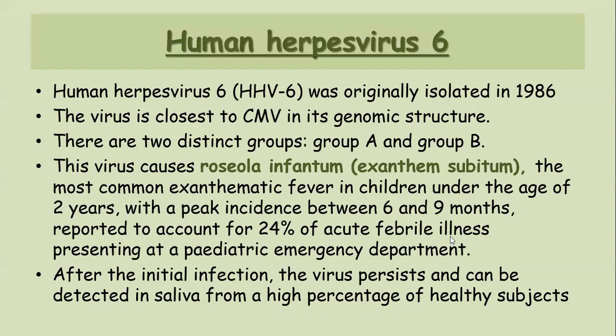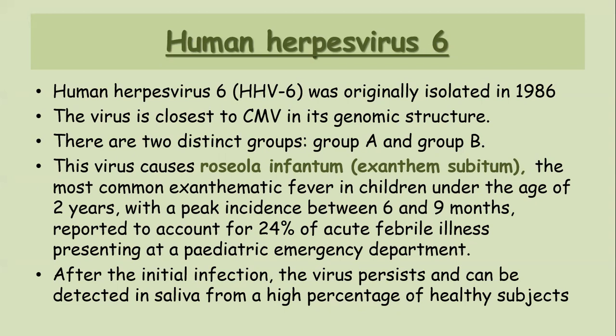Then human herpes virus 6. This was originally isolated in 1986, and the virus is very close in its structure to Cytomegalovirus. There are two distinct types, A and B. The virus causes roseola infantum, also known as exanthem subitum.